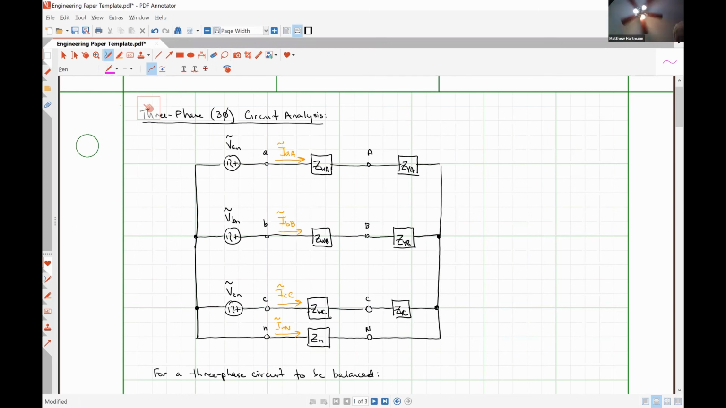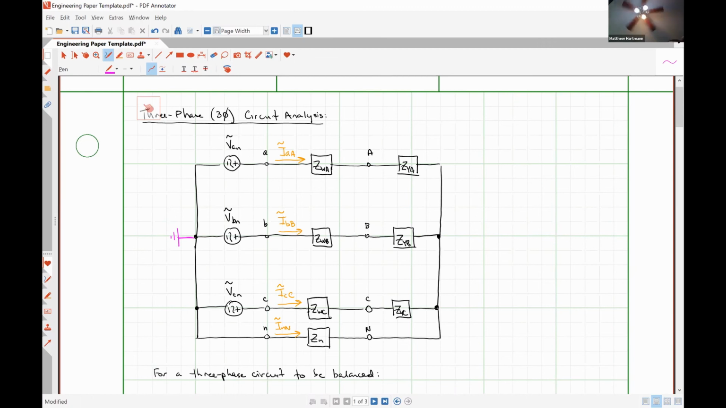And what I'm going to do is I'm going to say that our source side neutral is going to be our reference node for our analysis. So that point of interconnection between all of our voltage sources, it may not necessarily be physically tied to ground, although it usually is, but it's going to be our reference for this particular system because ground, a true absolute zero voltage, isn't typically part of a three-phase system.